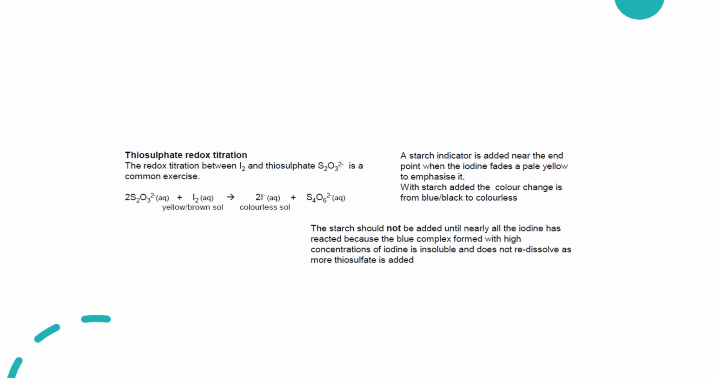Starch is not added at the beginning of the titration, because if you add starch in the beginning, it will form a complex with iodine. So we need a greater amount of thiosulfate to remove this iodine from this complex.